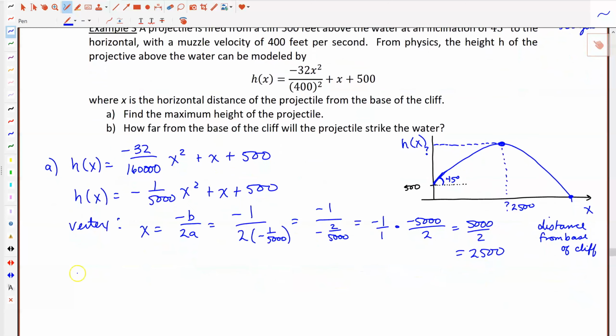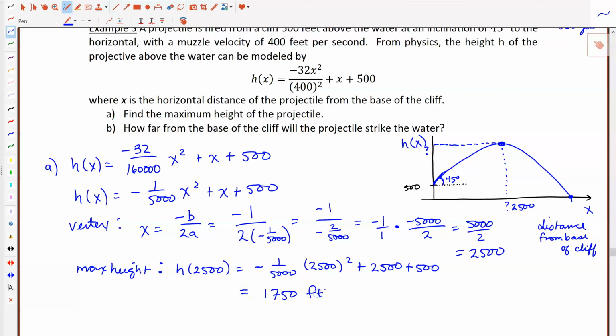So now let's find the max height. So that max height will occur at h of 2500. Okay, so in my function, I'll have negative 1 over 5,000 times 2500 squared plus 2500 plus 500. Right, and you can pop all that into your calculator, so you get 1,750 feet. Right, so that is going to be this max height that the projectile reaches. Alright, so that is my answer for part A.